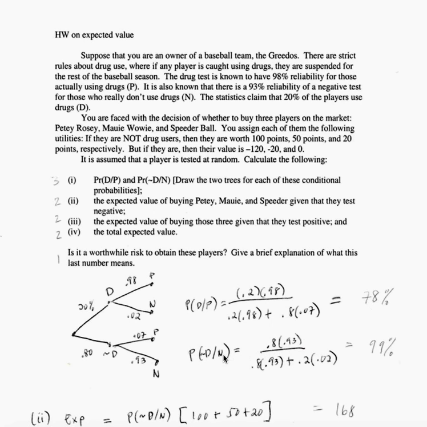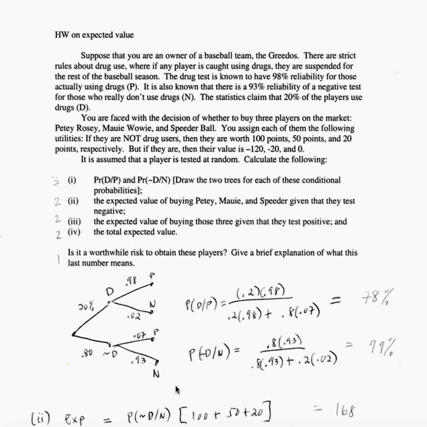And then when you do the other one, instead of negative, it's the same as not P, right? Not positive. You get 99%. So one's a really good test. The other one, not bad, but not great. As for two, now you do the expected value.